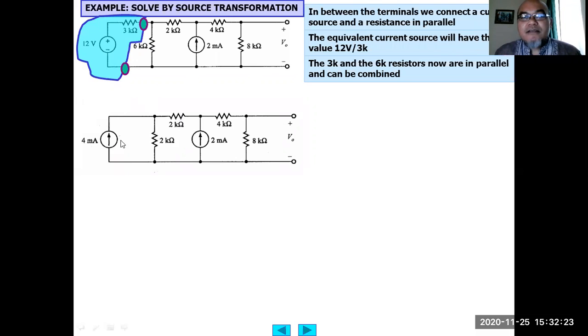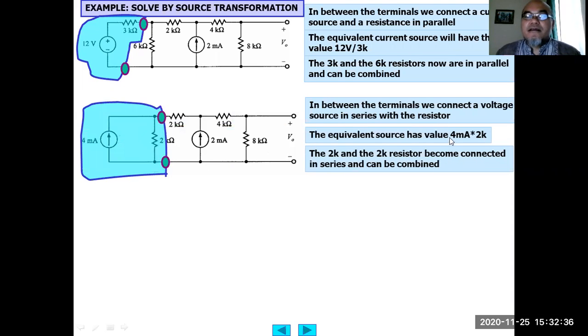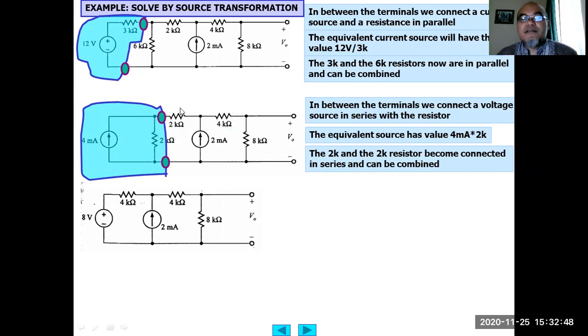this current source in parallel with the 2 kilo ohm into an independent voltage source in series with this resistor also. So from Norton representation to Thevenin representation. The equivalent voltage source will be 4 milliampere times 2 kilo ohm, or 8 volt, right? In series with a 2 kilo ohm resistor. So the 2 kilo ohm resistor in series with this 2 kilo ohm can be combined into a single 4 kilo ohm. Now it is connected again with the 2 milliampere current source.